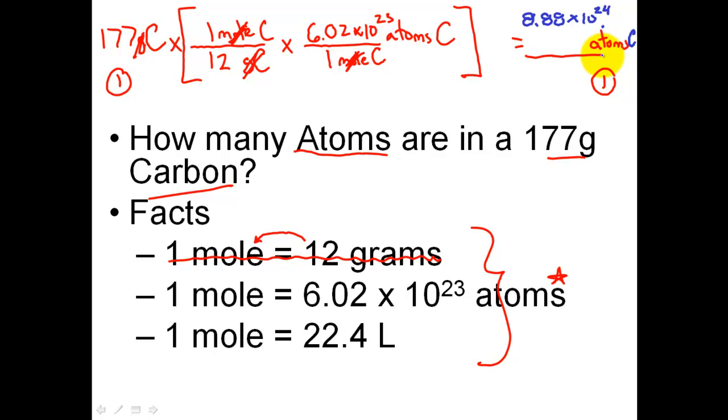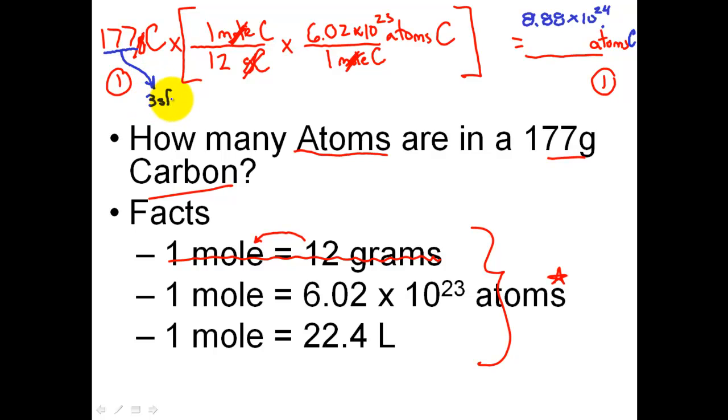Last thing you need to check out: in my original number, you need to count the number of significant figures. And you're like, oh no, significant figures. Yeah, you actually do need to count the number of significant figures. In that problem, 177 has 3 significant figures.